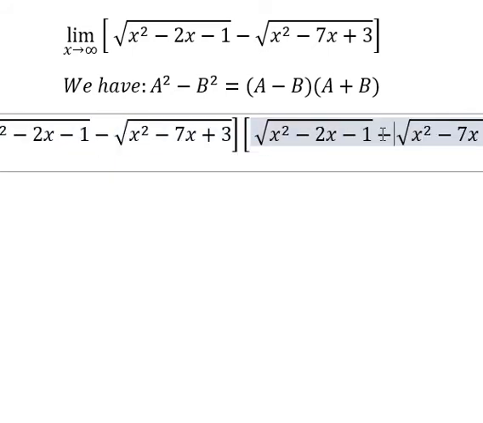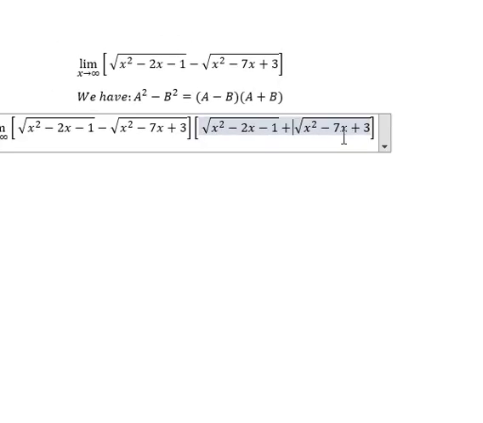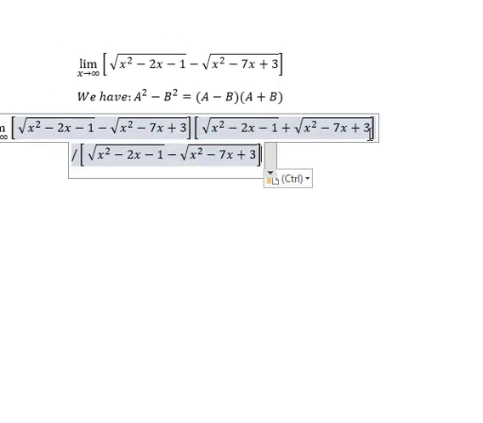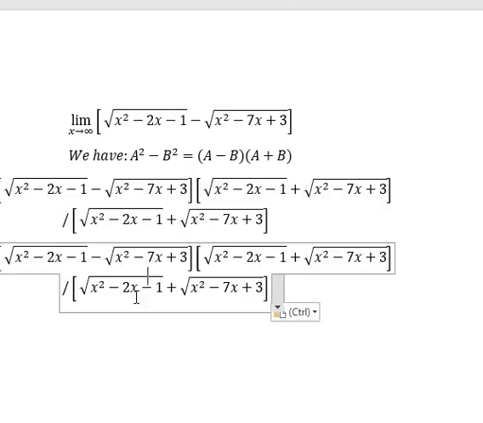So we change this one to positive because we add another factor. That means we need to divide this one by positive. So you will get it like this. So we have a minus b multiplied by a plus b.